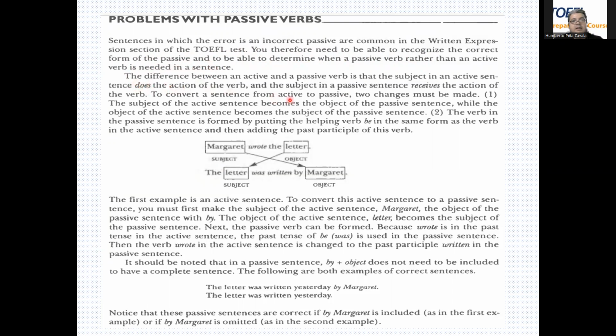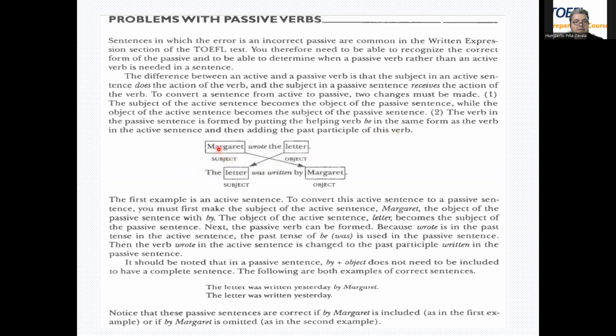The difference between an active and a passive verb is that the subject in an active sentence does the action of the verb, and the subject in the passive sentence receives the action of it. To convert a sentence from active to passive, two changes must be made. One, the subject of the active sentence becomes the object of the passive sentence, while the object of the active sentence becomes the subject of the passive sentence. And two, the verb in the passive sentence is formed when we put in the helping verb be in the same form as the verb in the active sentence, and then add in the past participle of this verb.